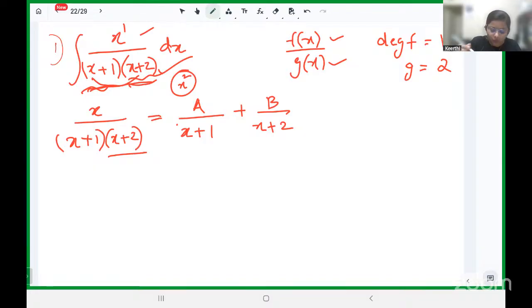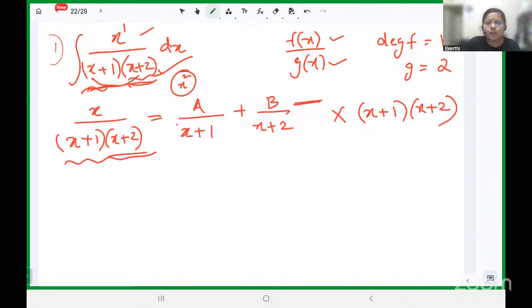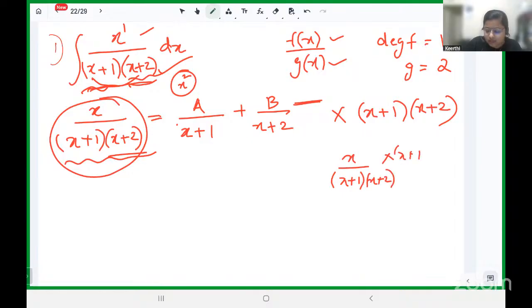Okay, now what we are going to do is multiply throughout this equation by (x plus 1) into (x plus 2). Why did I choose x plus 1 into x plus 2? Here the denominator is x plus 1 into x plus 2, so I am going to multiply throughout with it. Now what happens if I multiply this term, x by (x plus 1)(x plus 2), with (x plus 1)(x plus 2)? It will get cancelled, right? These two terms will get cancelled. So what is remaining in the left side? It is only x.